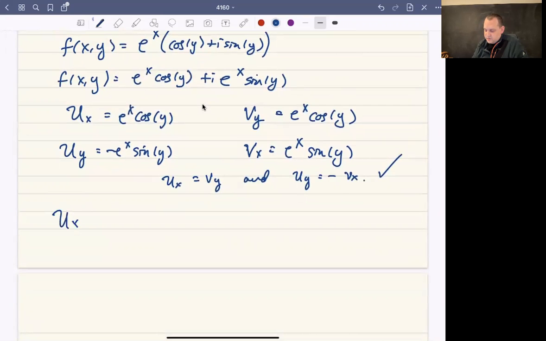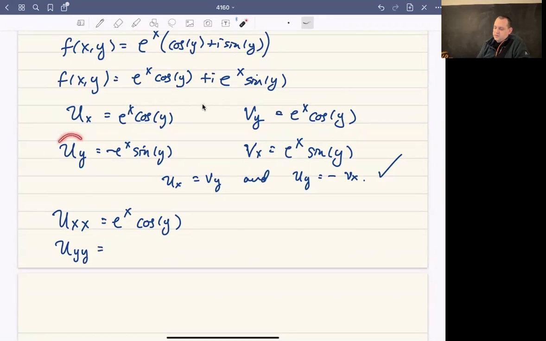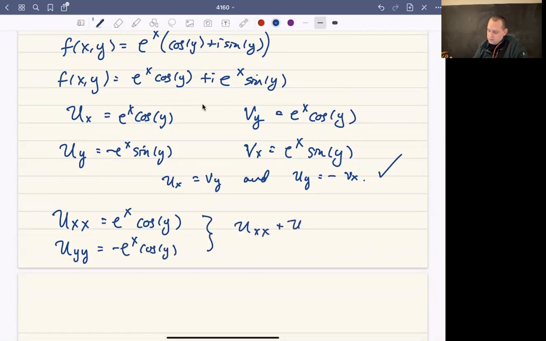If we look at the second partial of u with respect to x, where we differentiate twice, what we get is e to the x times cosine of y, because we're just differentiating e to the x, that's itself, and cosine of y is a constant. For the second partial of u with respect to y, we take the partial of u with respect to y and differentiate again with respect to y. So this will be minus e to the x cosine of y. That's exactly what we want in order to get that u is harmonic over its domain, because the second partial in x plus the second partial in y add up to 0. Likewise, this is also true for v. I'll let you verify that on your own time.